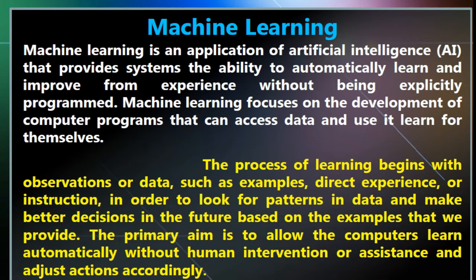Machine learning. Machine learning is an application of artificial intelligence that provides systems the ability to automatically learn and improve from experiences without being explicitly programmed. Machine learning focuses on the development of computer programs that can access data and use it to learn for themselves. The process of learning begins with observations or data such as examples, direct experiences, or instructions, in order to look for patterns in data and make better decisions in the future based on the examples that we provide. The primary aim is to allow computers to learn automatically without human intervention or assistance and adjust actions accordingly.